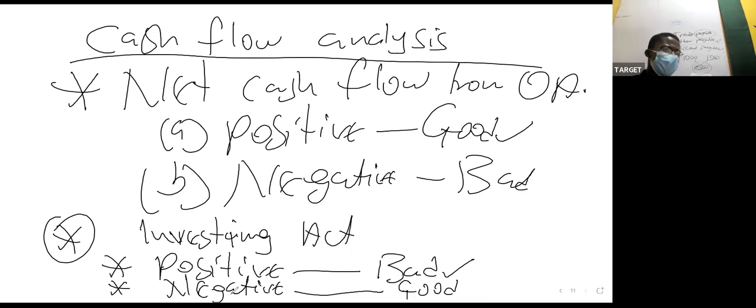We are safe. Negative means it's good. You are buying more assets, so that's why you are spending money. But you are not spending money on any other stuff, but buying what? Assets. And this asset, you're hoping that in future they will yield what? Returns. Simple as that. Now let's go to the next one.